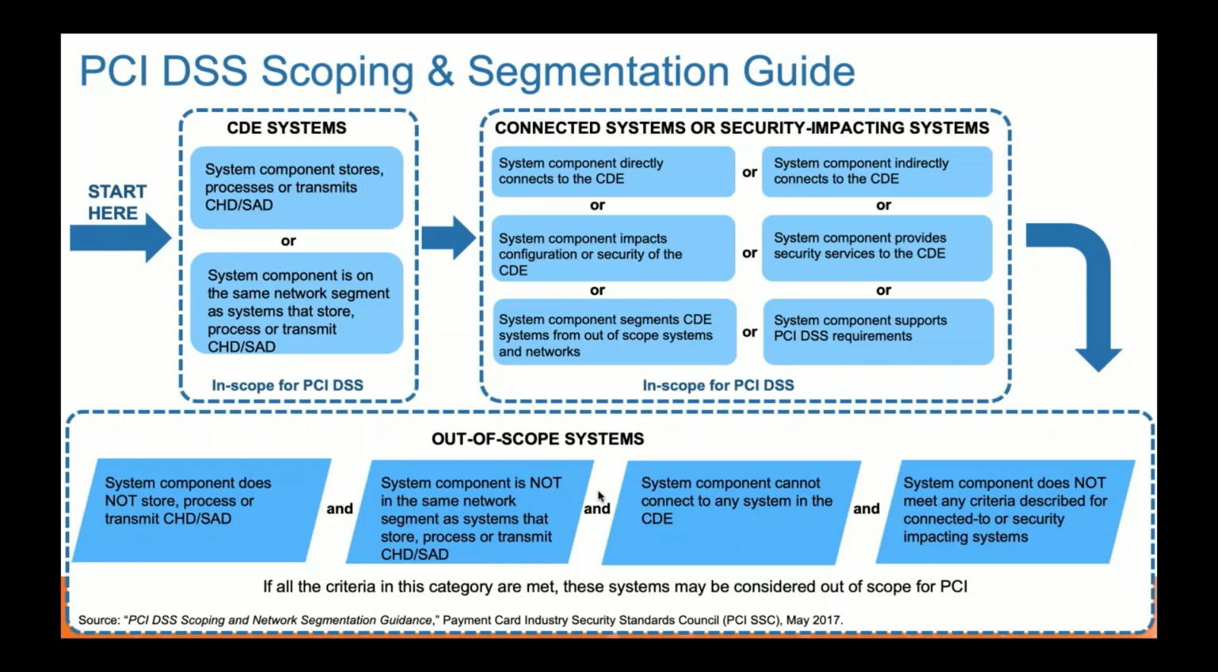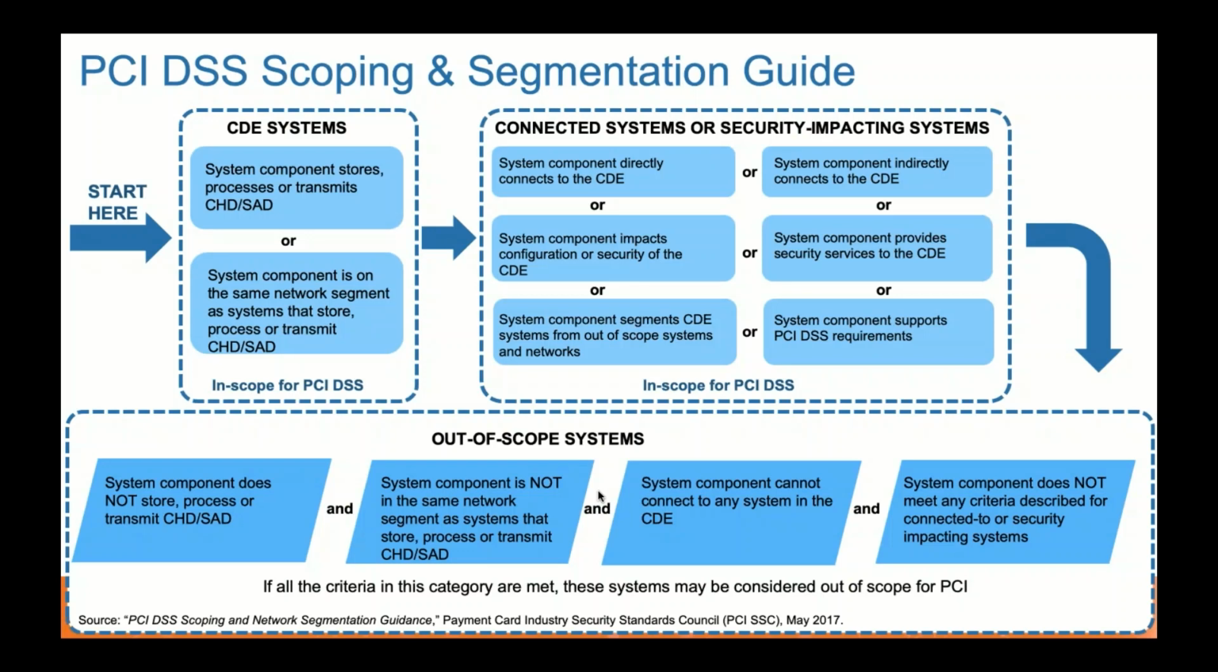PCI starts with the assumption that everything is in scope. I think that Jason mentioned that earlier, and he also mentioned that running a PCI program can be very expensive. So a lot of our customers were really looking to reduce their scope, but do it in a way so that they're not inadvertently exposing their company to a major data breach.